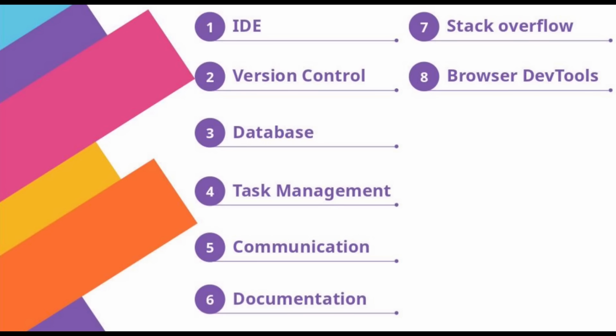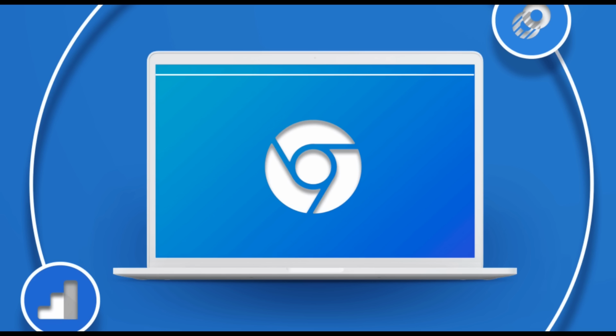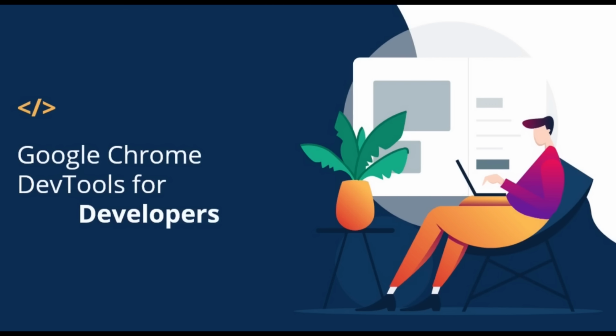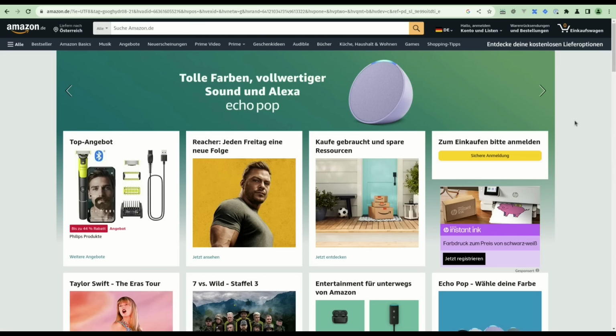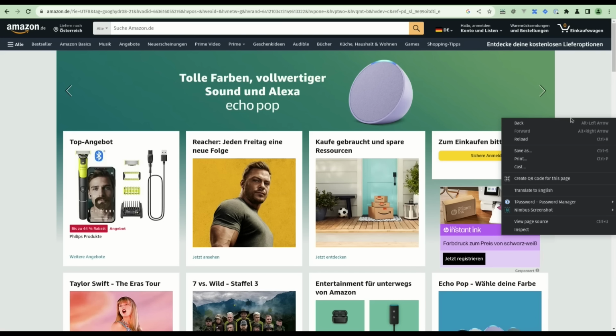As another software development tool, I'd like to define a browser dev tool. For this purpose, I've chosen Chrome DevTools. Chrome DevTools is a set of web developer tools built directly into the Google Chrome browser. DevTools can help you edit pages on the fly and diagnose problems quickly, which helps you build better websites. As an example, I will open a website like Amazon and check DevTools in it.